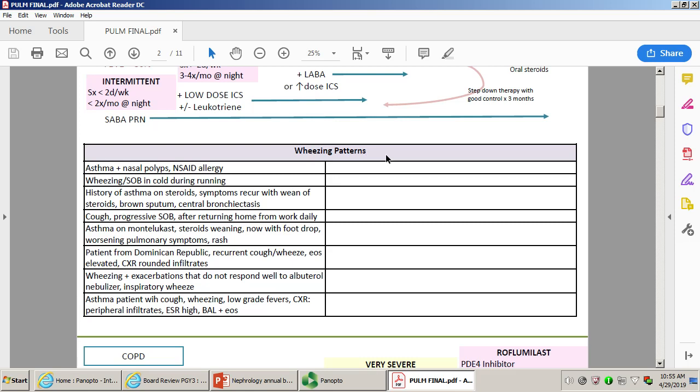Patient who has a history of asthma, they're on steroids. Symptoms are coming back after steroids are weaned. They're saying their sputum is brown. You have a CT chest that shows central bronchiectasis, ABPA, right? So central bronchiectasis is a big buzzword for ABPA.